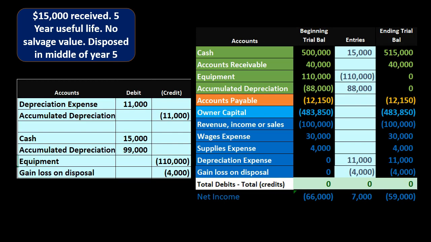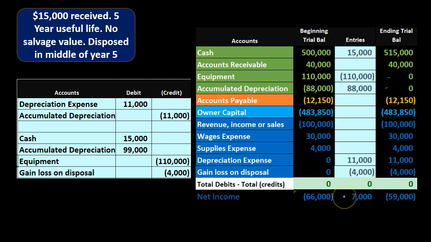If we look at this in context in relation to all other accounts, we can see that the cash account went up by 15. We got the equipment and accumulated depreciation off the books, that being the goal. The depreciation expense went up by 11,000, bringing net income down. And then the gain went up by 4,000, bringing net income up. So in other words, net income was at 66,000. It went down by the depreciation that we had to record for that half a year that we had not yet recorded. And then it went up for the fact that we had a gain on the sale, meaning the cash we received was greater than the book value.